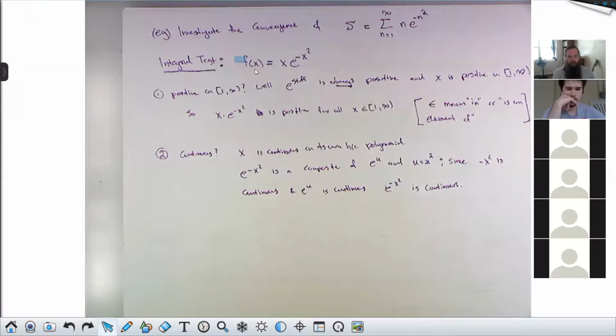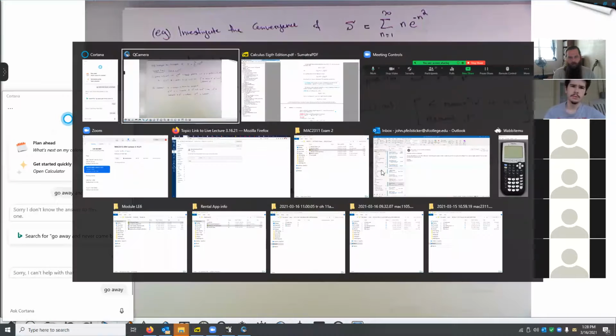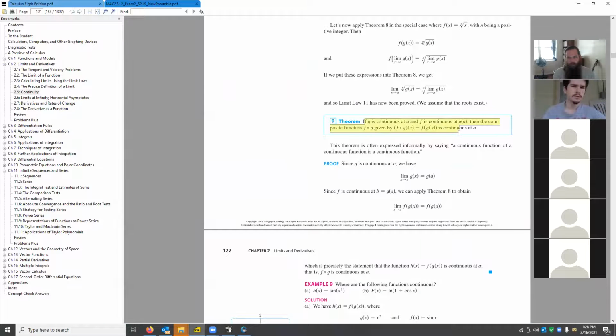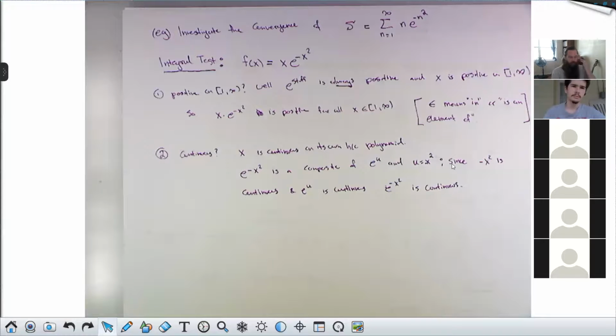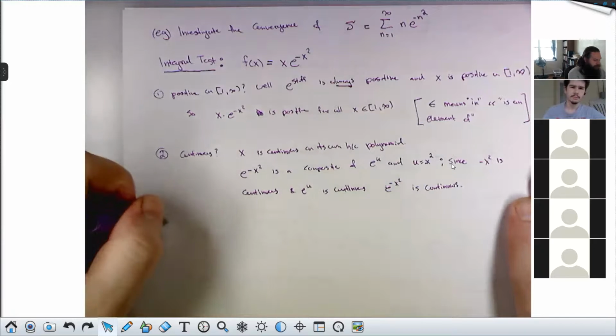We said, okay, my function is a product of x and e to the negative x squared. X is continuous everywhere because it's a polynomial. So this piece is continuous. E to the negative x squared is a composite of two continuous functions. It's negative x squared plugged into e to the u. Since negative x squared is continuous and e to the u is continuous, and we have this theorem that says if you compose two continuous functions, you get a continuous function, e to the negative x squared is continuous. So in fact, this is continuous everywhere. Continuous at all real numbers.